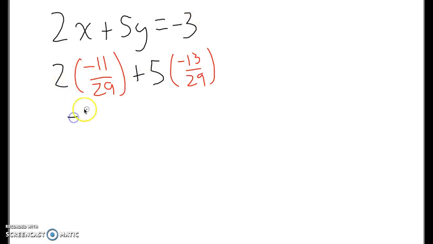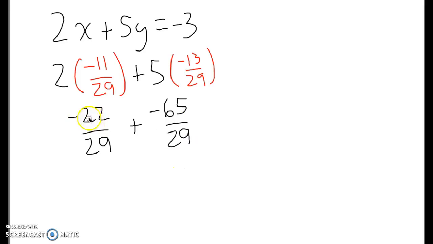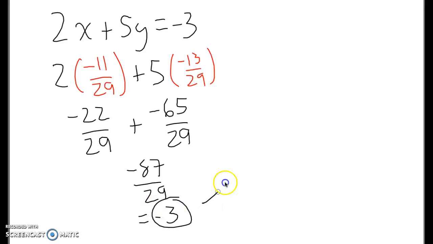2 times this gives me a negative 22/29. And then 5 times negative 13 actually gives me plus a negative 65/29. Negative 22 plus a negative 65 gives me negative 87/29. And we see that that actually ends up being negative 3. So since this is the same as that, I can verify that the point negative 11/29ths and negative 13/29ths is on this line. Therefore, it's an answer to this system of equations. It's a nice way to check. There's a faster way to do it on your calculator. Ask your teacher for some help.